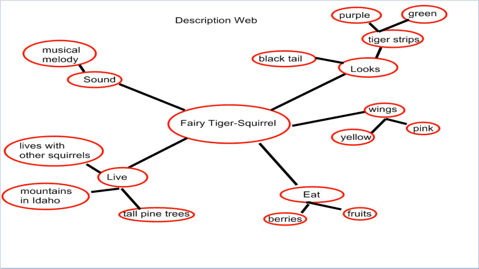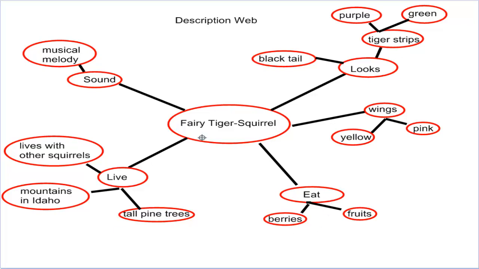Here is an example of the description web that I made for my pretend creature. So here's my fairy tiger squirrel. I decided that for the looks, it has tiger stripes, which helps me with my name here, and the tiger stripes are going to be purple and green. I also decided that my fairy tiger squirrel was going to have a black tail. It also has wings, because it's a fairy tiger squirrel, and the wings are going to be yellow with some pink.